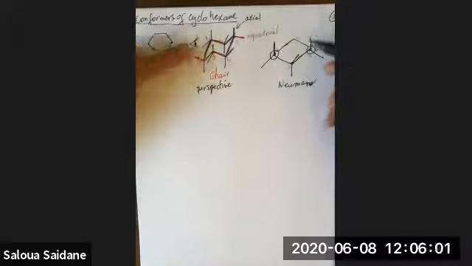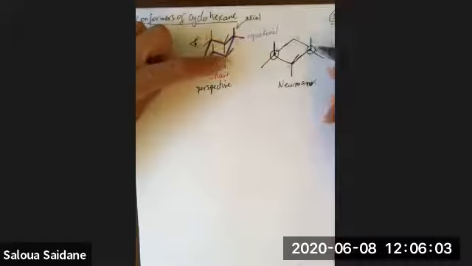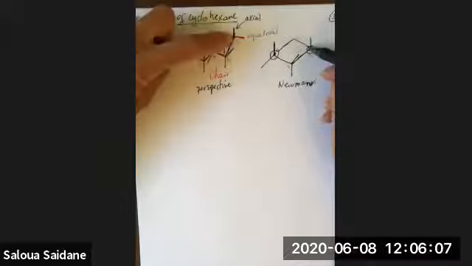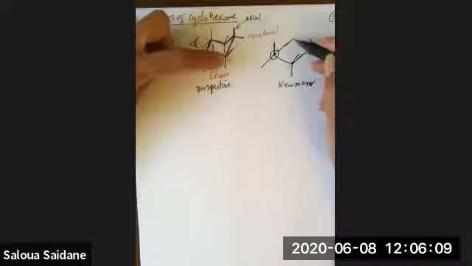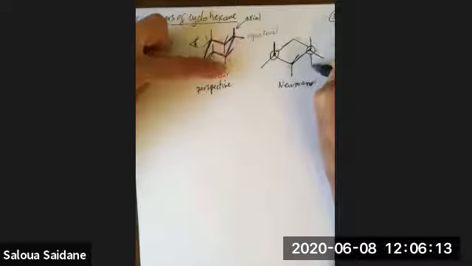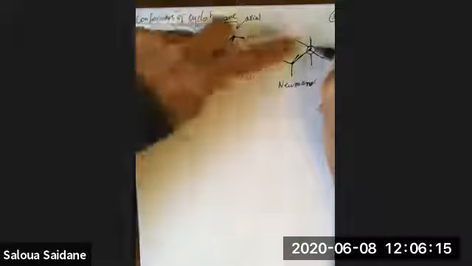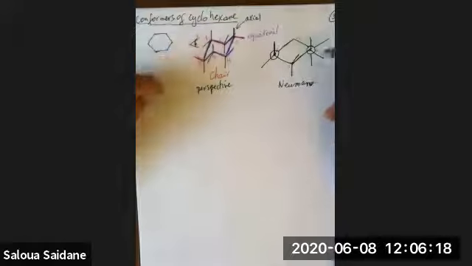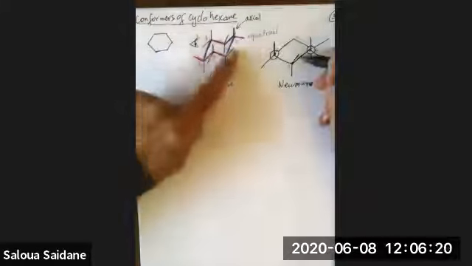Now, I'm still missing bonds here. On the 4, remember, it's a circle. The 4 is attached to the 5. That's what we did. But then the 4 has an axial, a bond going down. And then it has something coming outward to the left, to the right. So that's this purple one.